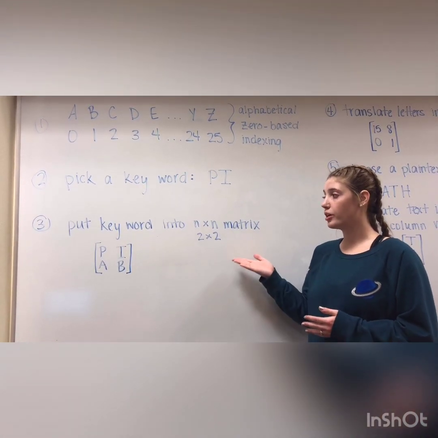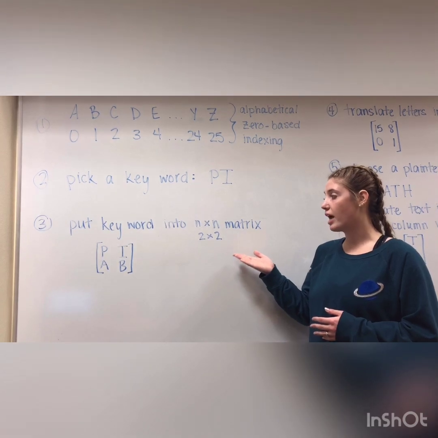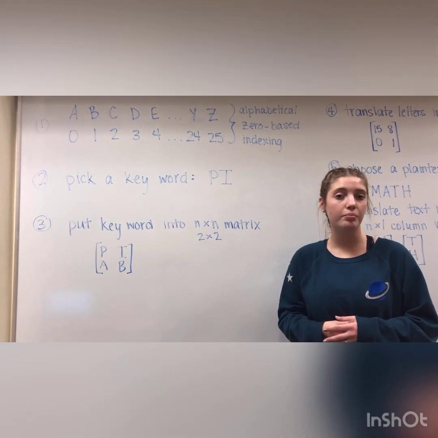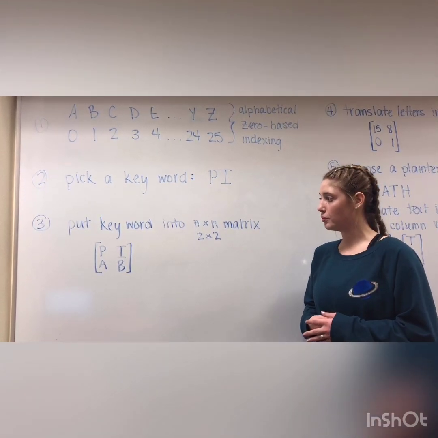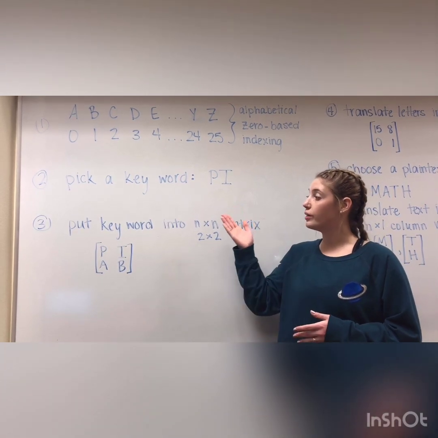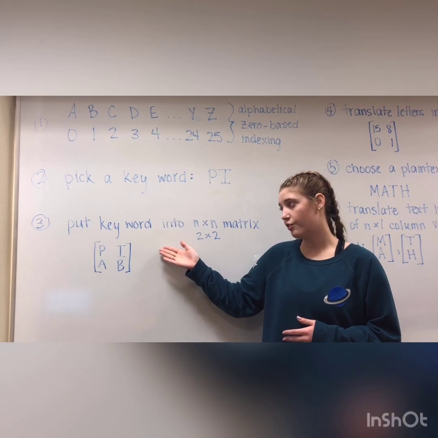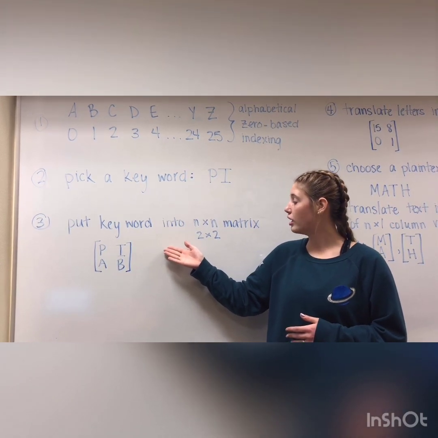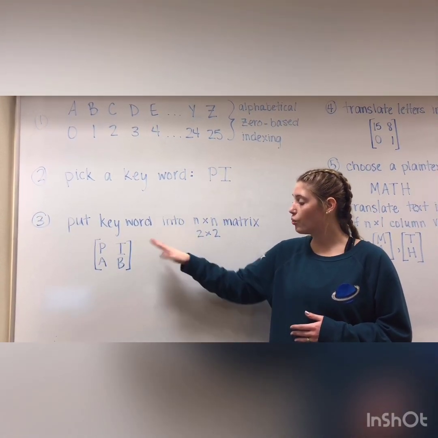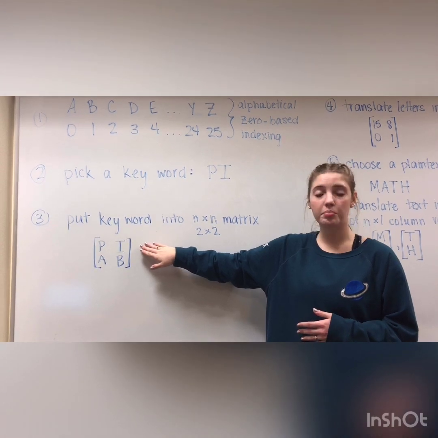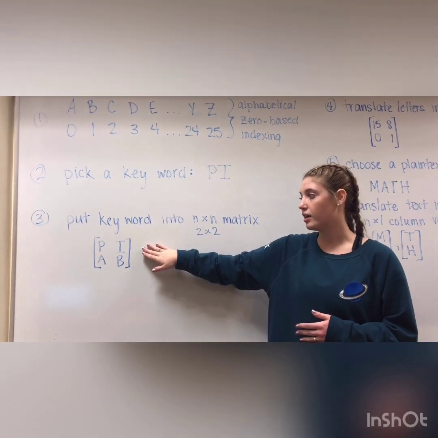Step 3 is to put our keyword into your n by n matrix, but for our example, it will be 2x2. So since our keyword is only 2 letters instead of 4, we have to add a few letters. So our key matrix will end up looking like this: P, I, A, and B.